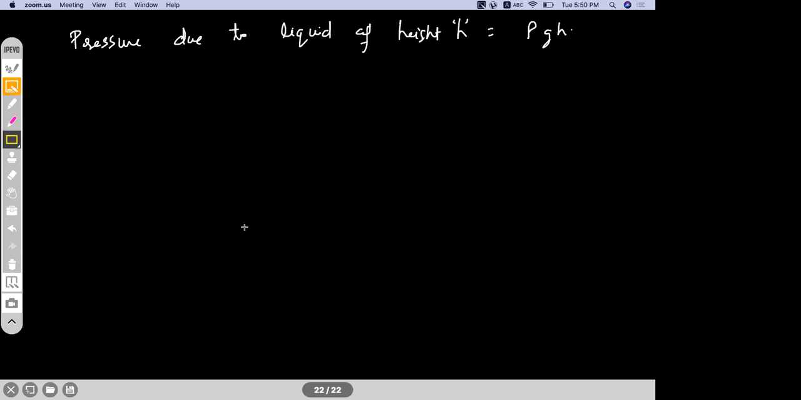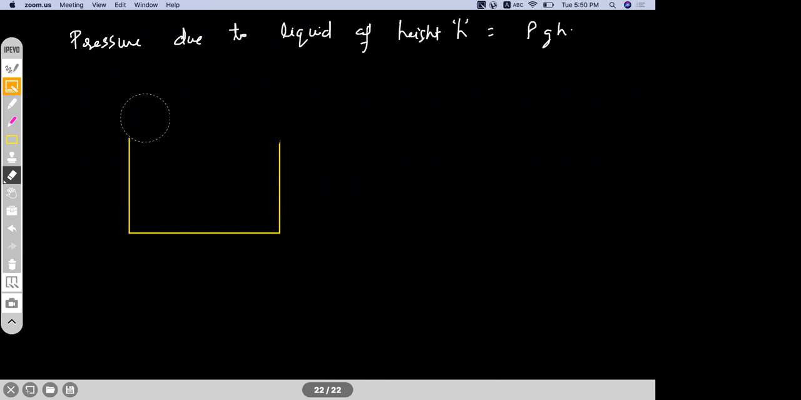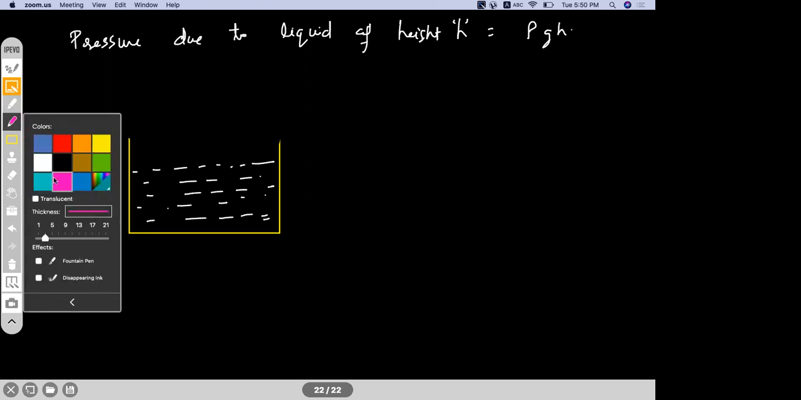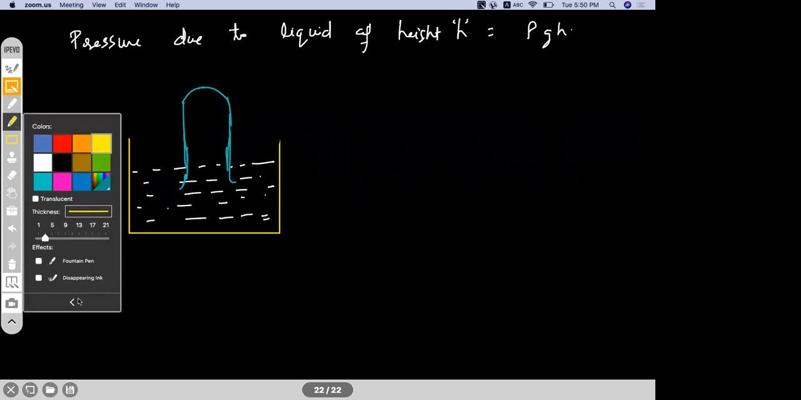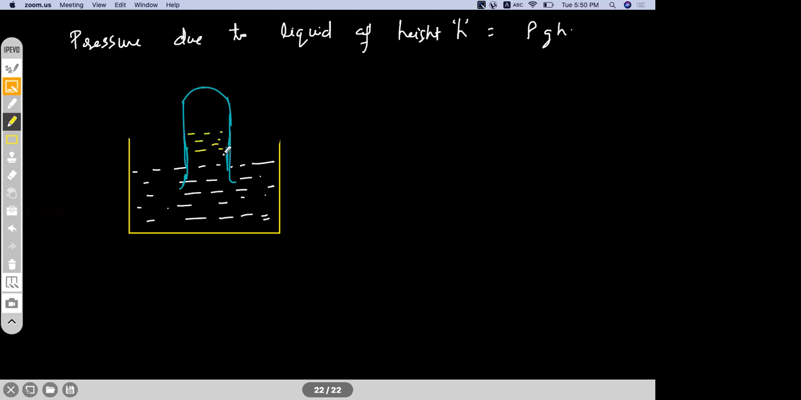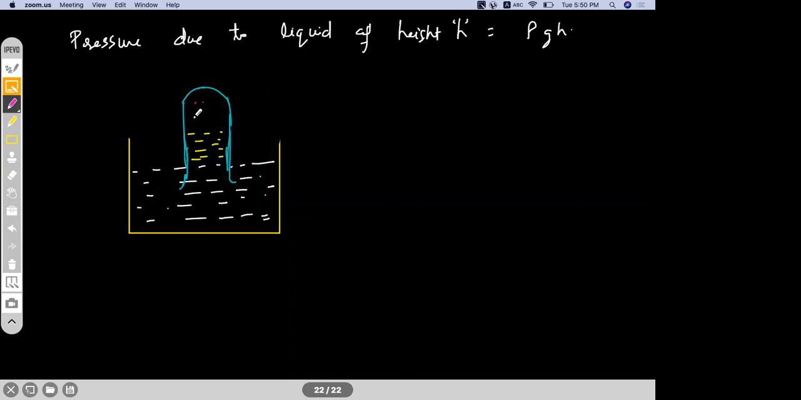If you look at this arrangement here, we have a column. And suppose we are having a liquid here in this beaker. Okay. And there is, again, a tube open and down like this. So obviously this liquid level will rise in the tube. This is it. And we'll have some gas over here. Some gas here in this tube is trapped. Okay, this gas here is trapped.